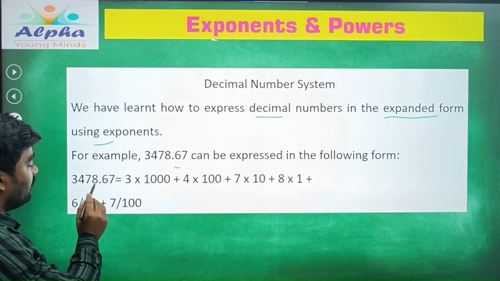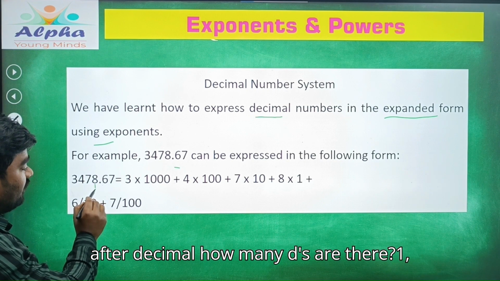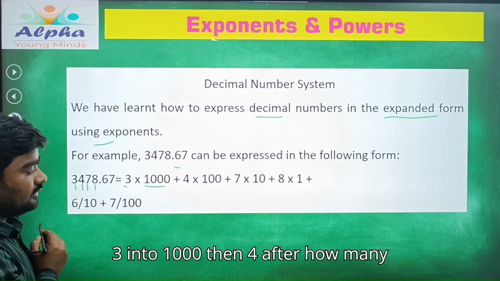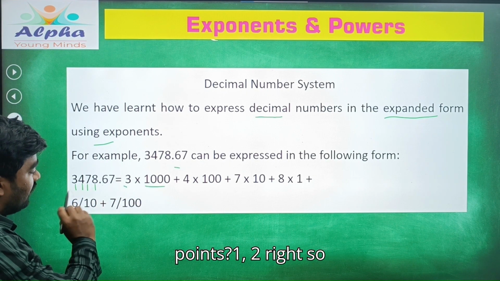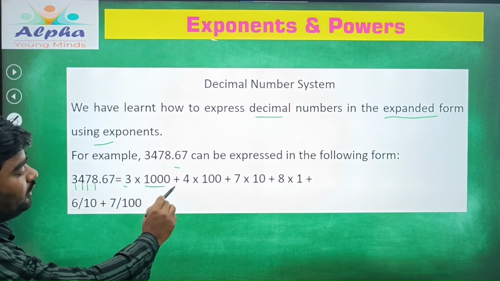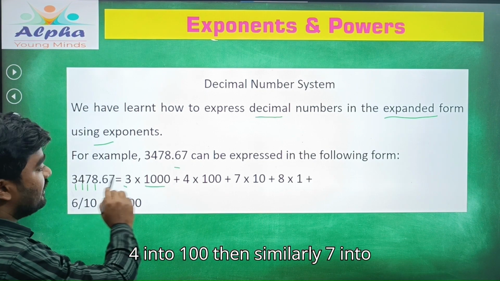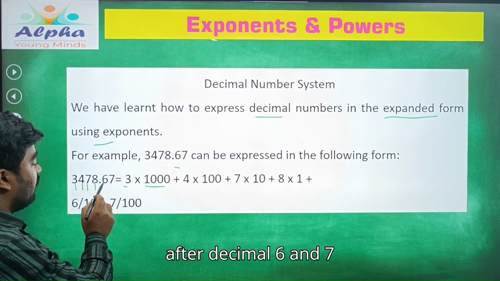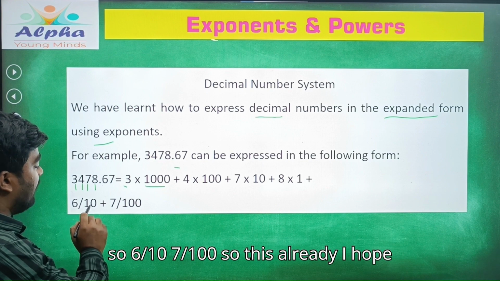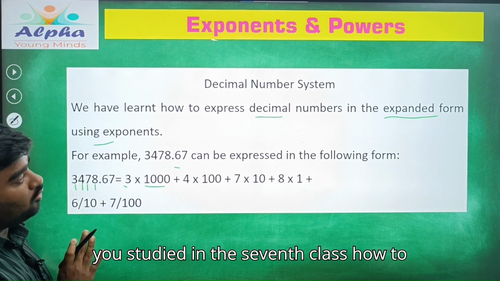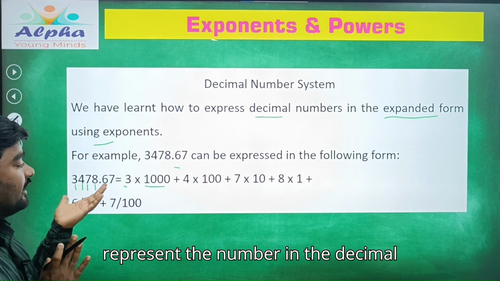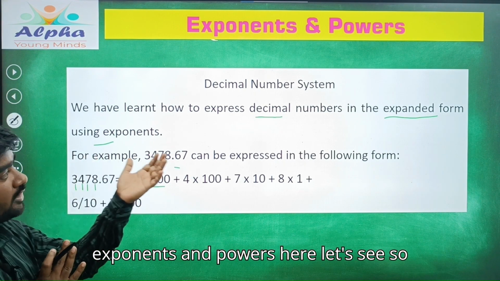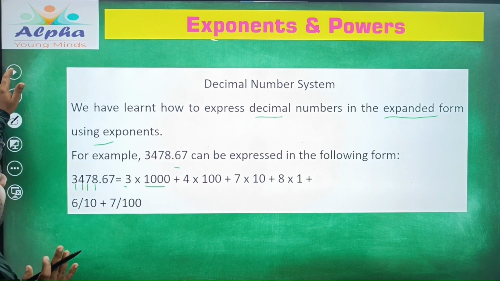Here, after the decimal, how many digits are there? 1, 2, 3, 4. So we write 3 into 1000, then 4 into 100, then 7 into 10, then 8 into 1, plus after the decimal 6 by 10 plus 7 by 100. I hope you studied in the 7th class how to represent a number in decimal expanded form. Now let's see how to use exponents and powers here.